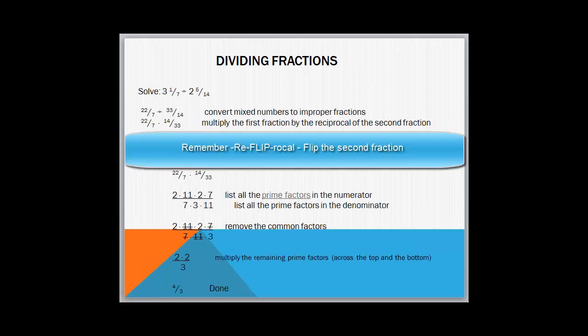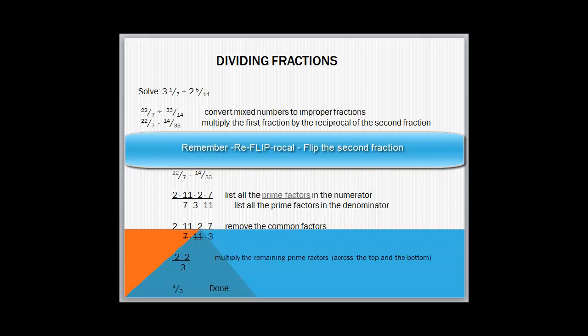All right, let's divide 3 1/7 divided by 2 5/14. So again, we have mixed numbers. First rule is to convert those mixed numbers to improper fractions. So converting those, 3 times 7 is 21 plus 1 is 22 over 7. And then 2 times 14 is 28 plus 5 is 33 over 14. And so we need to get the reciprocal of the second fraction, because remember our next rule when dividing is to multiply the first fraction by the reciprocal of the second, and the reciprocal of 33/14ths is 14/33rds. Remember, we're just going to flip it around.